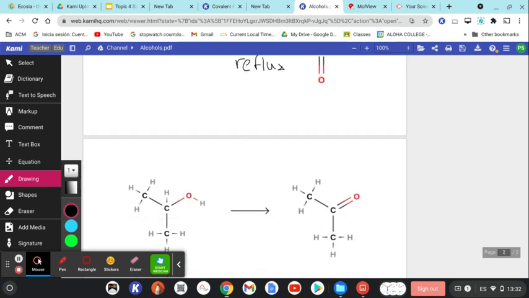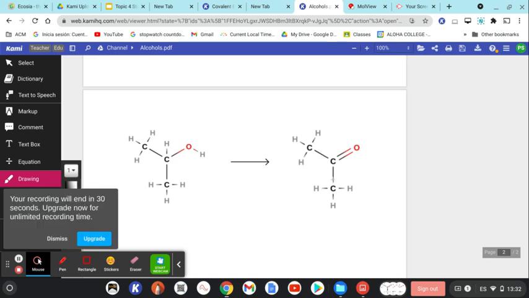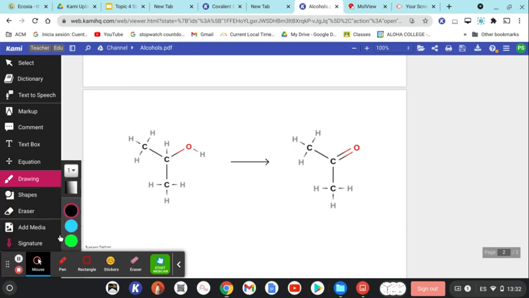If we have a secondary alcohol, where the OH group is on a carbon that is bonded to two neighboring carbons, that is called a secondary alcohol. And if we do this oxidation reaction, we only make a ketone, which here is propanone, 3 carbons, propanone. Now, if you've got a tertiary alcohol, then you cannot oxidize because the carbon is already bonded to 3 other carbons. It cannot form a double bond with oxygen.